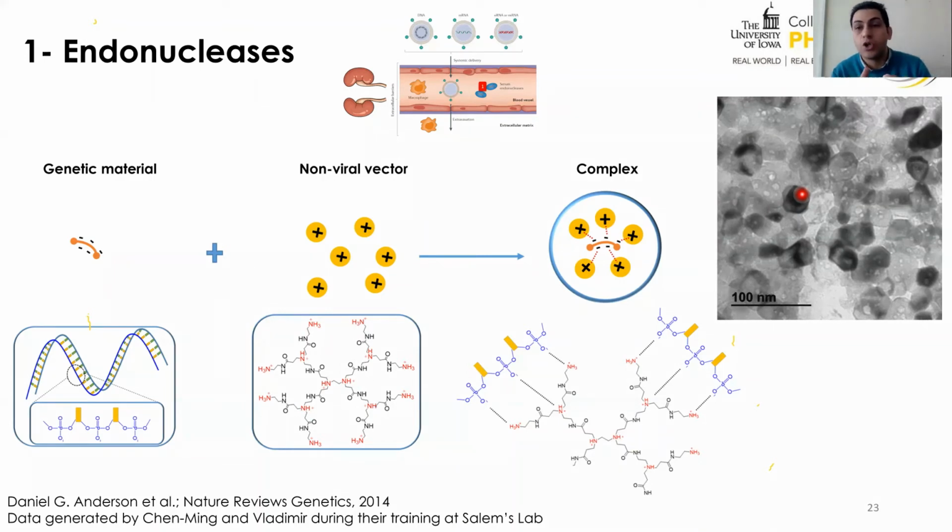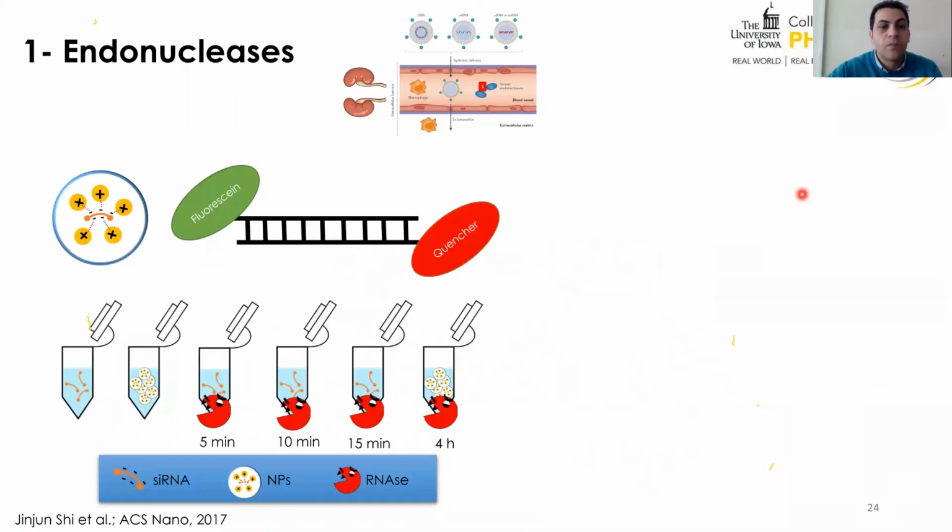So the first part, in order to overcome endonucleases, all you need to do is complex your genetic material with a positively charged polymer, and the result is a nanoplex, as we call it, and it's completely protected from endonucleases. And let me show you how to actually show this. If we prepare our nanoplexes, is it actually able to protect our DNA from degradation or not?